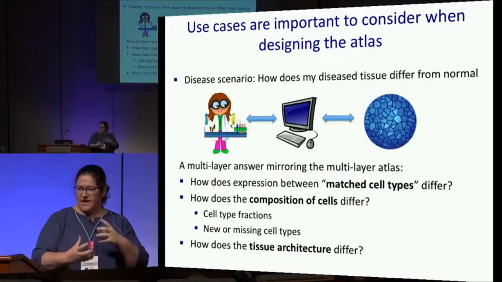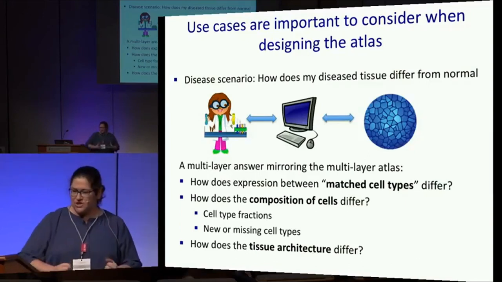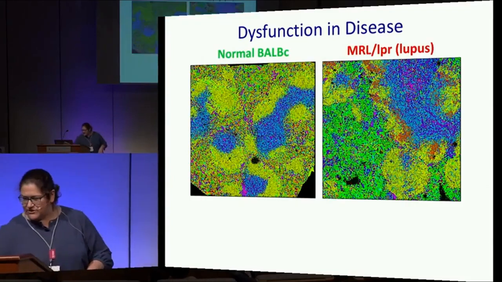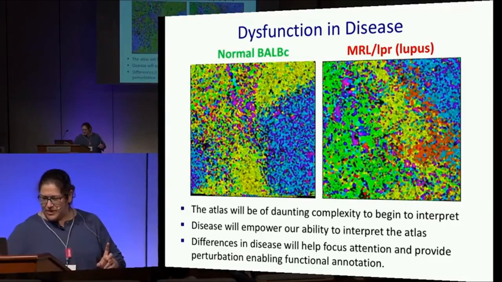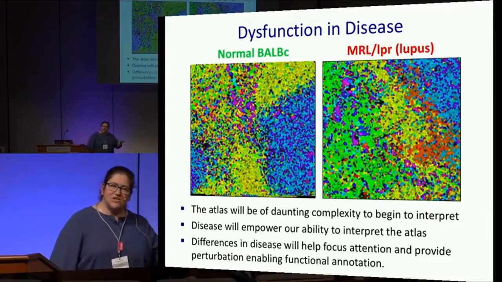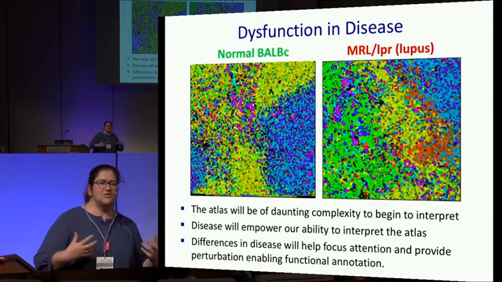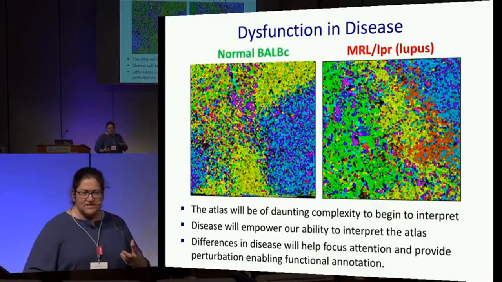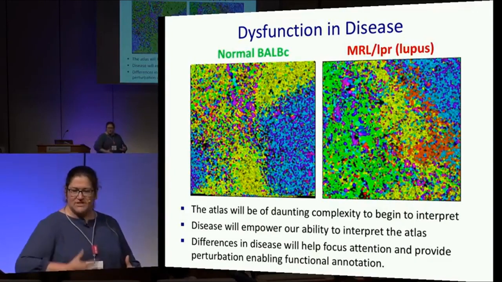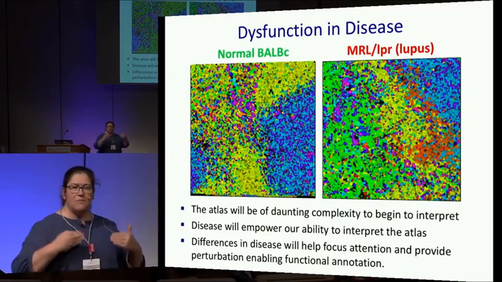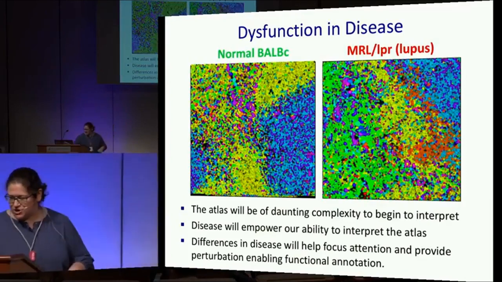Both new cell types, as Pam so beautifully showed in the context of immunotherapy, as well as differences in their proportions, and how does the tissue architecture change, as Gary so beautifully showed right here. The disease will actually, even though it's not part of the atlas, give us an input into understanding our atlas, because when we see things that are perturbed in disease, we can go back and understand the functional implication.